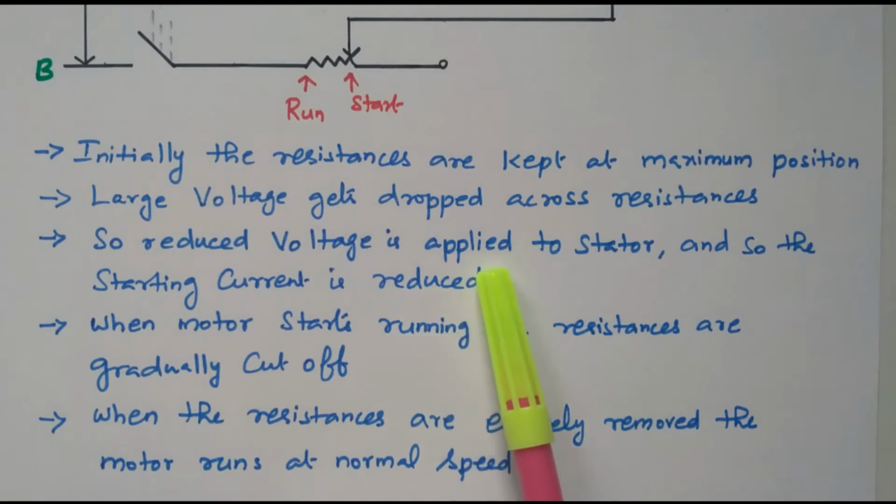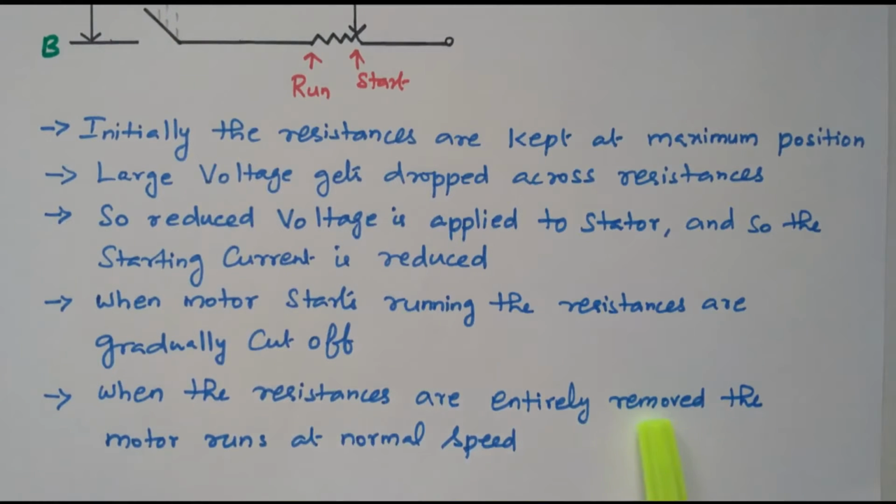Right? Because of the reduced voltage, the starting current is also reduced. That is our main objective. When the motor starts running, the stator resistances are gradually cut off. The resistances are gradually reduced. When the resistances are entirely removed, the motor runs at the normal speed.